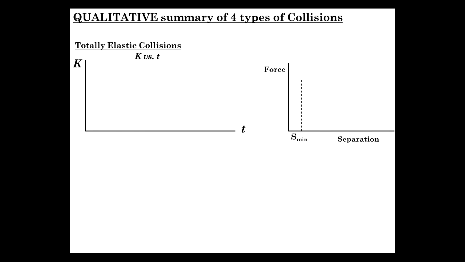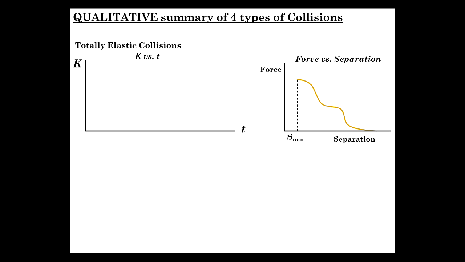So we have the kinetic energy versus time, and we have force versus separation. All right, so what does it look like? When the separation becomes less and less to minimum separation, the force goes up, as you can see. The manner in which the force goes up just depends on the nature of the situation. So I am not showing a straight line here because it may be more complicated. Usually it is more complicated than that, but it doesn't really matter. This is the path, basically, of the force as you diminish the separation.